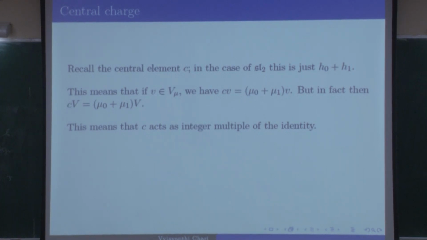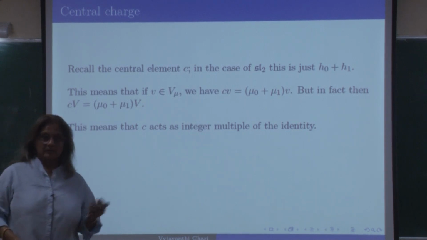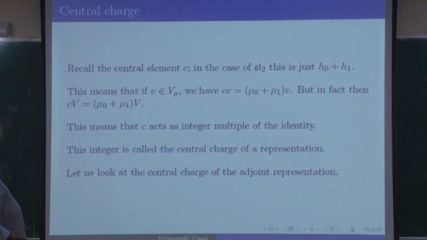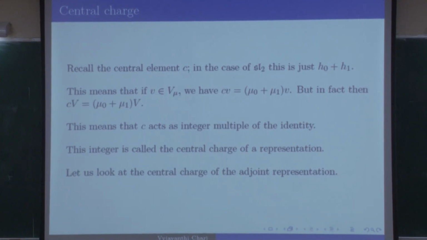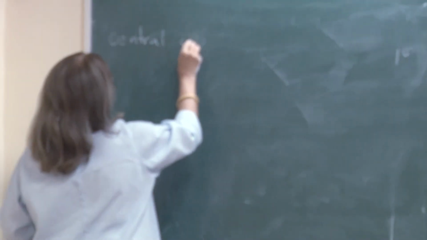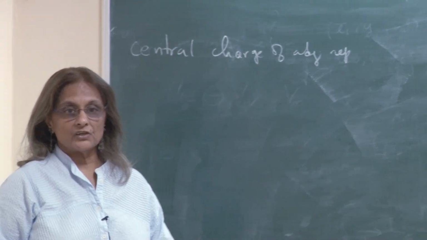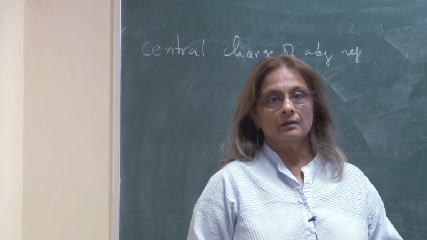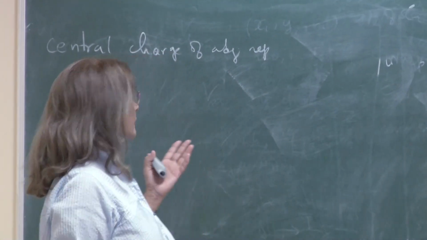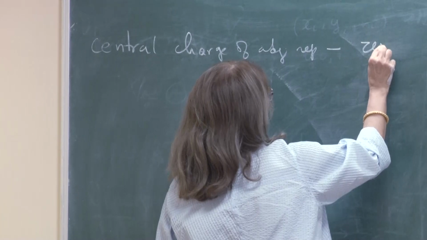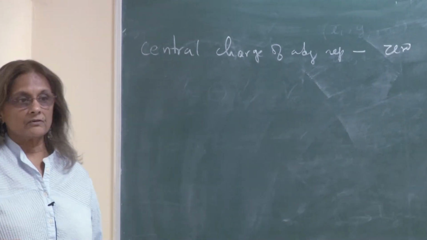So I've proved now that the center must be a scalar multiple of the identity, well, an integer scalar multiple of the identity. So there are immediately three choices, right? This integer can be positive, negative, or 0. So let's just answer the question, what is the central charge of the adjoint representation? It's just in a different language. If the center acts by a scalar on a representation, then you call it the central charge. So the central charge of the adjoint representation, well, the center commuted with everything, so it was 0. So we know an example where the central charge is 0.